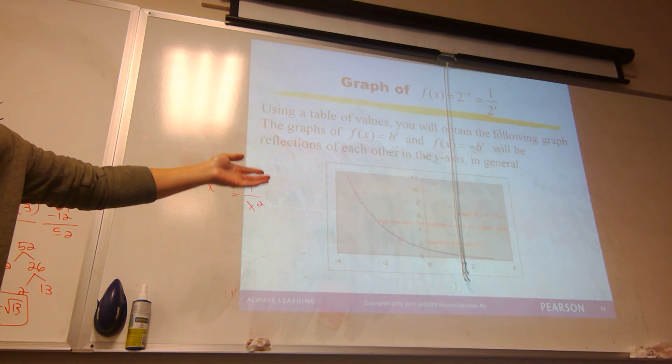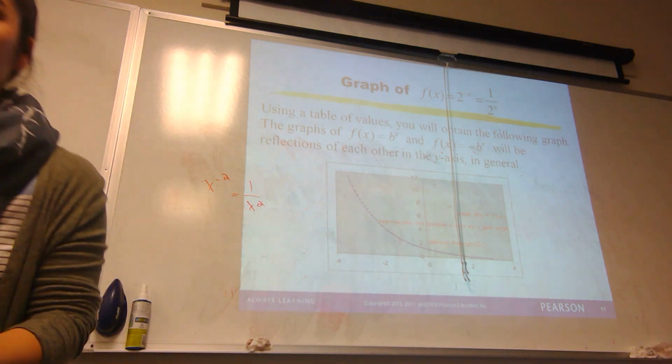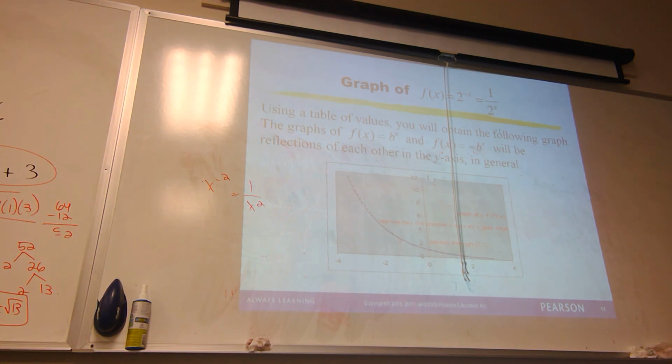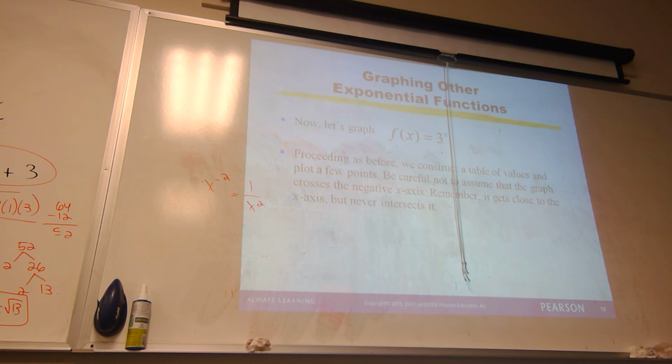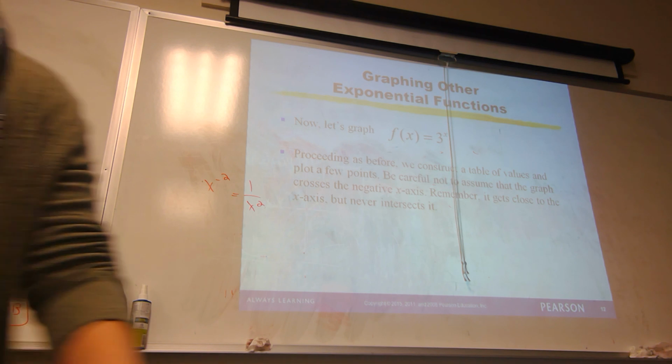This is 1 over 2 to the x, and it's going in the opposite direction, or 2 to the minus x. Okay, so if you have graphed it, great. Just write it down and get ready to turn that in.